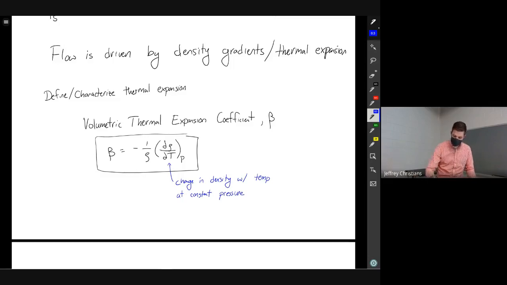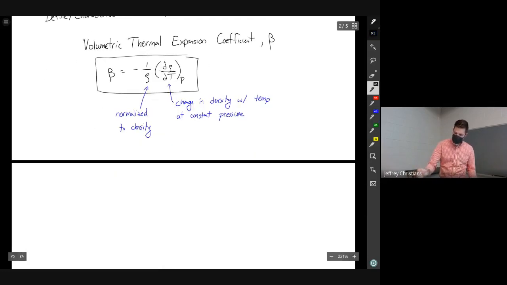But then we're also throwing in this factor, so we're normalizing to what the density is. You can think about it as kind of a percent change in the density with temperature. So it's a normalized change. For an ideal gas, we can actually just calculate this.